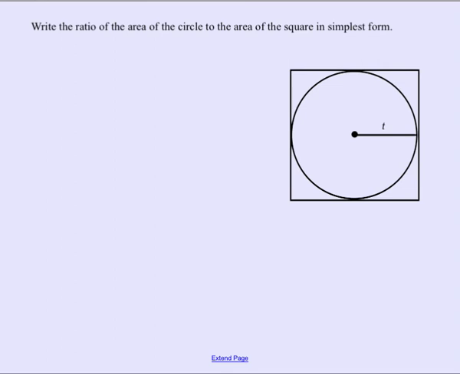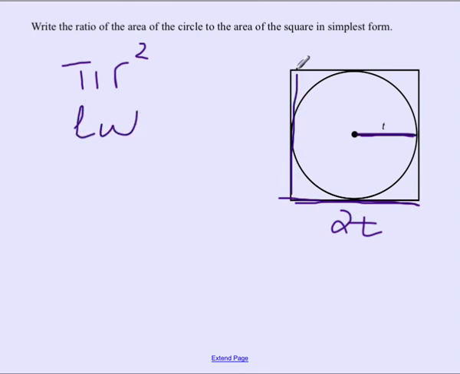So let's take a look at number 15. It says write the ratio of the area of a circle in its simplest form. So we know that it's t. So to find the area of a circle, it's going to be pi r squared. So we want to figure out it in the simplest form. Okay, so if the radius of the circle is t, that means the length of the square going all the way across this side is going to be 2t. And remember, for a square, it's length times width. And then we have the other side of the square that's also going to be 2t.